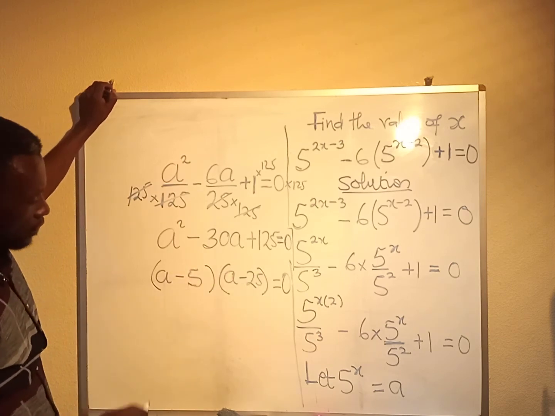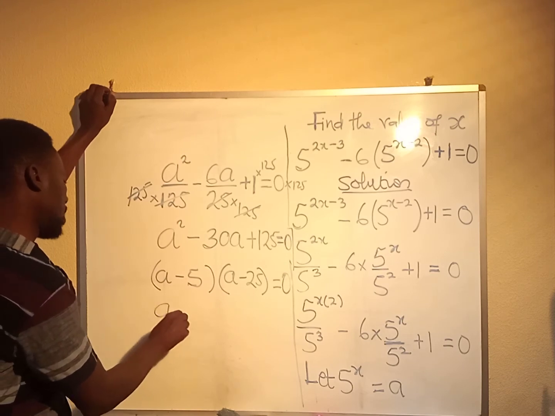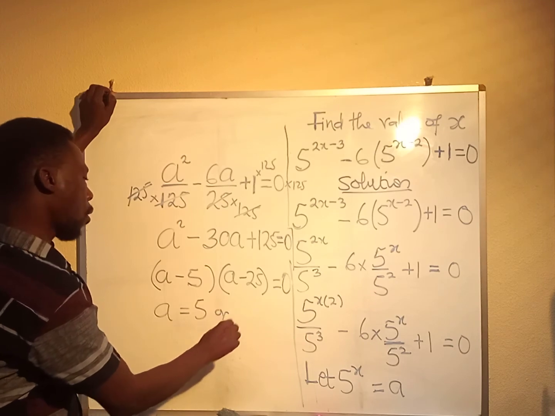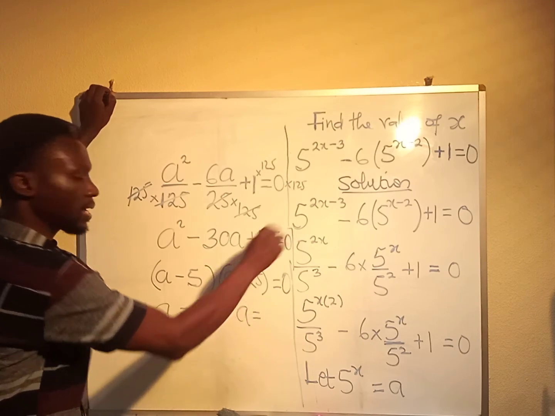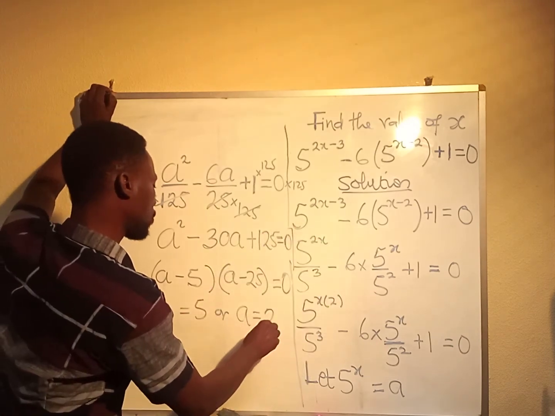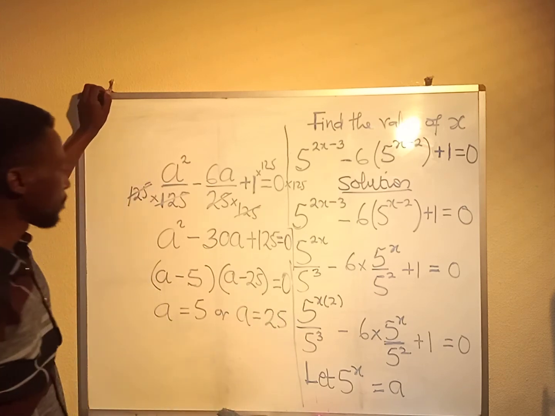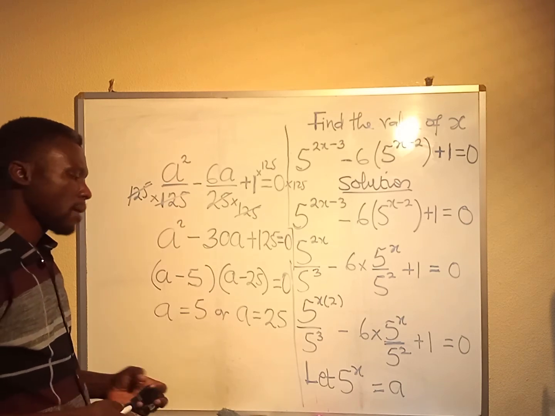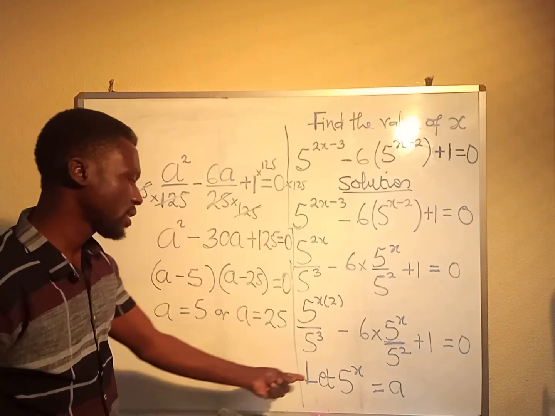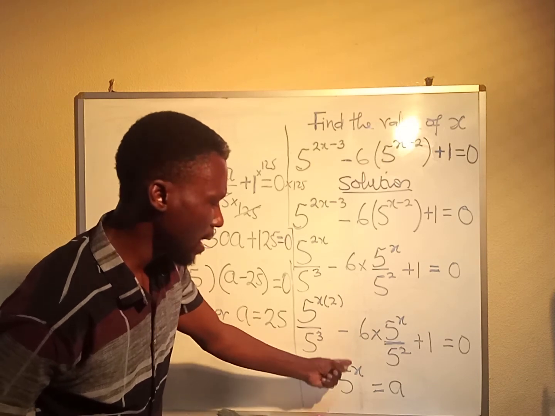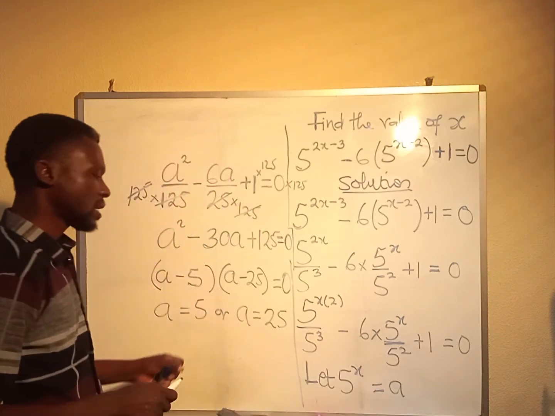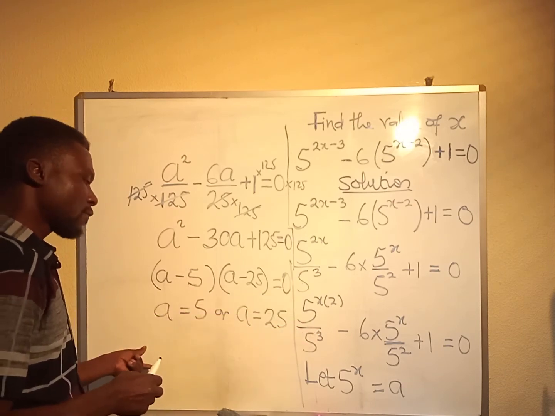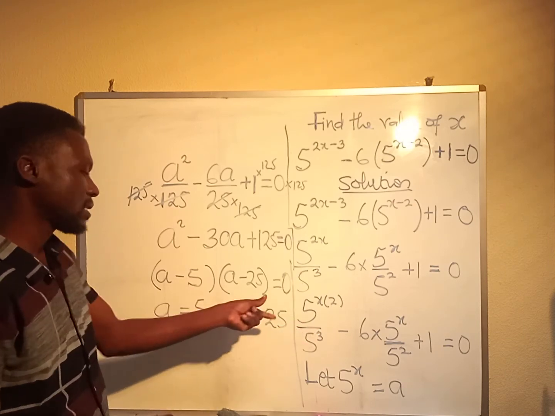So now we are going to solve this to have two answers. So we shall have a to be equal to, when 5 crosses the equal sign, a is equal to 5. Or we shall have a is equal to, when negative 25 crosses the equal sign, 25. So this is what we have. Now, these are not the answers that we are looking for. Remember, we are looking for x. We are solving for x, but we denoted 5 raised to the power x to be equal to a. So in looking for x, we shall equate 5 raised to the power x to the two answers that we shall have.